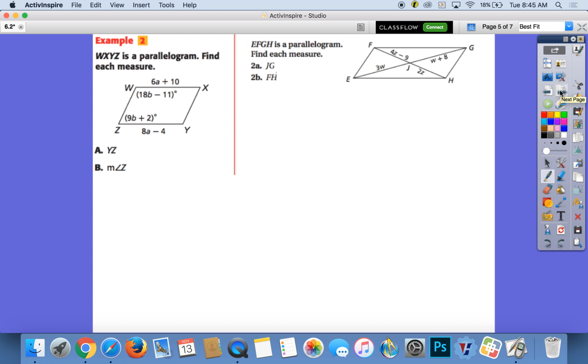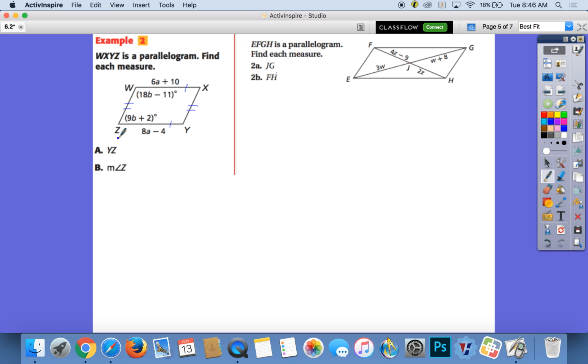Alright guys, so what we're going to do is extend this just a little bit and have a little algebra. Same thing. It's telling me that WXYZ is a parallelogram. Well, therefore I know that the opposite sides are congruent. I also know that opposite angles are congruent. And I also know that consecutive angles are supplementary. So it gives me a couple of expressions that I'm going to need to do some algebra with to solve.